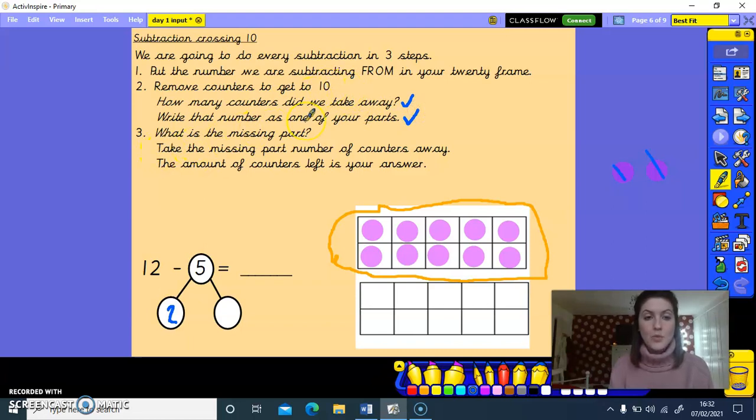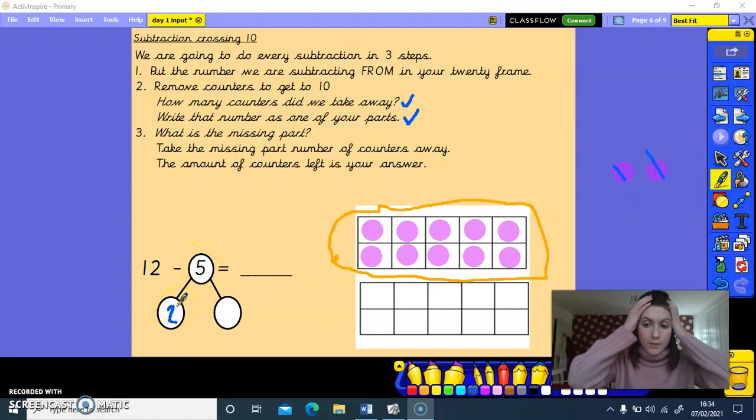So the next part says, what is the missing part? So 5 is my whole, and I've got 2 as one of the parts because I removed 2 counters to get me back to 10. However, I need to work out my missing part. The 2 is there because that's what I took away to get back to 10, and I now need to work out the missing part. So I'm going to put 2 in my head and count on until I get to 5, as that is the whole. 2 in my head, 2, 3, 4, 5. So the other part is 3.